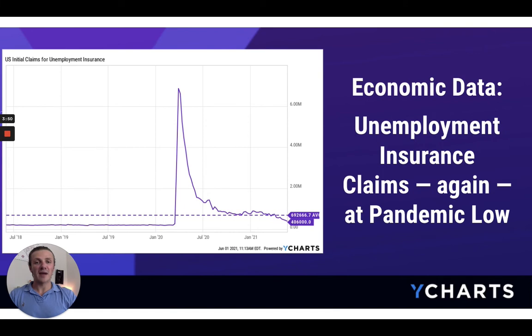And finally, in economic data, unemployment insurance claims hit again a pandemic low. As of the May 22nd tape, weekly insurance claims were only at 406,000 compared to over 6 million that they were at the start of the pandemic. And so hopefully that number will tick even further down as reopening starts to happen and the world gets back to normal.